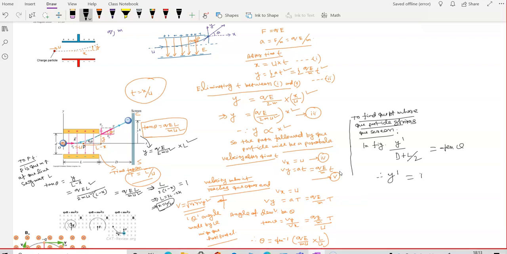So y dash is going to be d plus L by 2 into tan theta. Tan theta value you already got in terms of those given quantities. You substitute there. That is QEL by m u square. Everything is given over there. So by using this y dash, where it will strike on the screen, you can find.